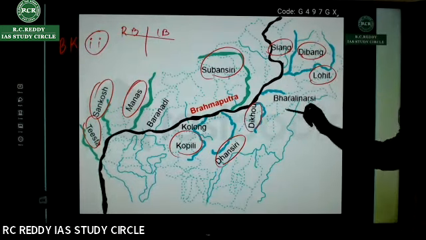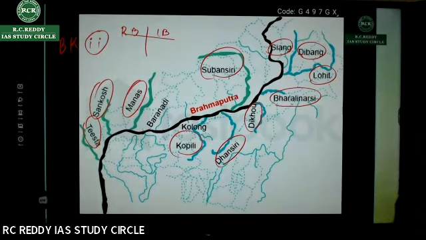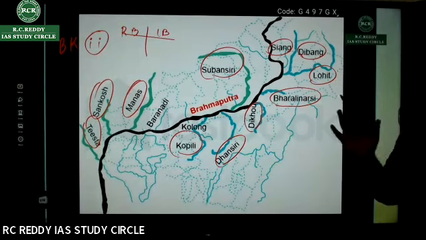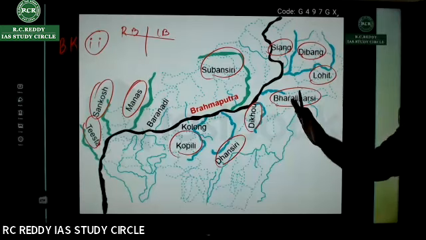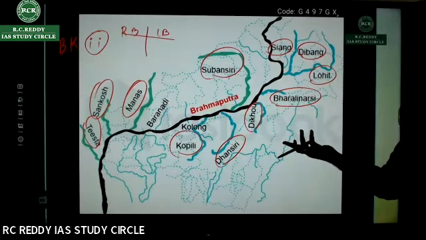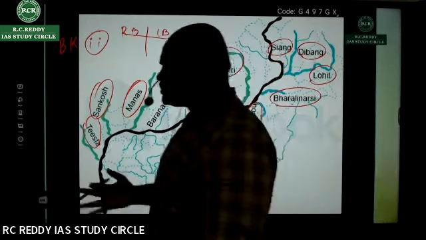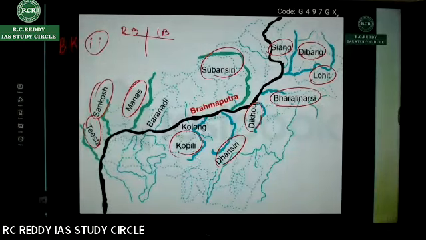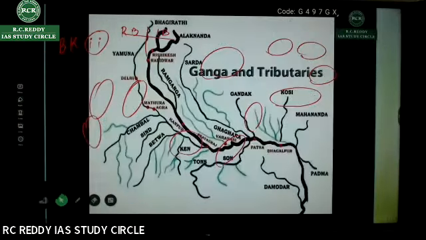I don't remember complex names. For me, what I remember is only the main tributaries. Others are out of syllabus, right? Very simple, right? Now, delicate mind. So one is Brahmaputra. Next, Ganga.